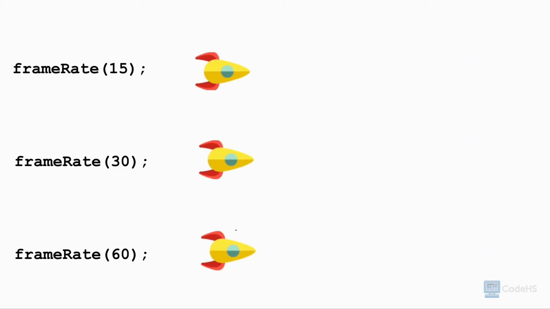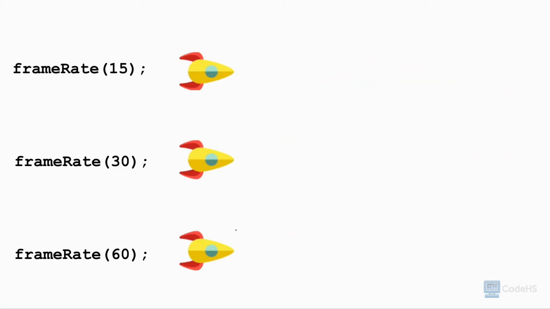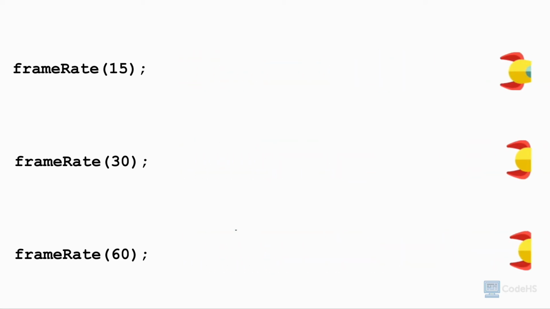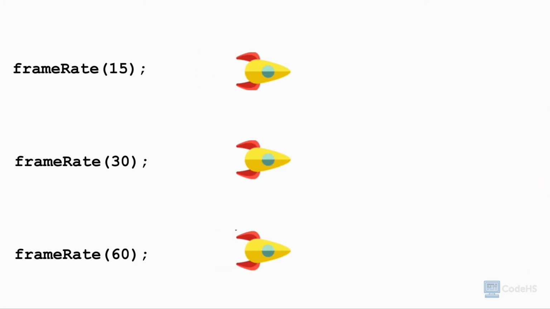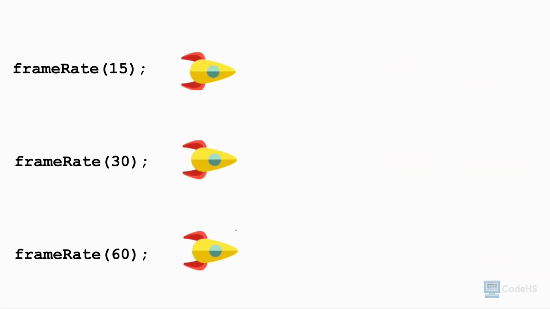To adjust the frame rate or speed of the animation, we call the frameRate function. Frame rate specifies the number of frames to be displayed every second. For example, the function call frameRate(24) will attempt to refresh 24 times a second.